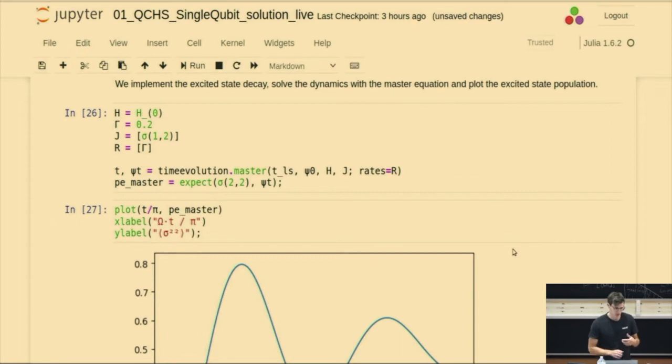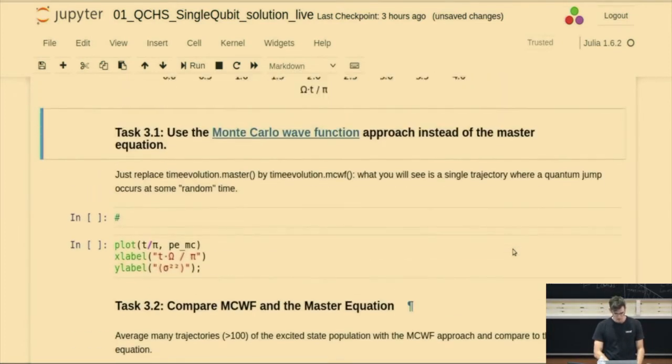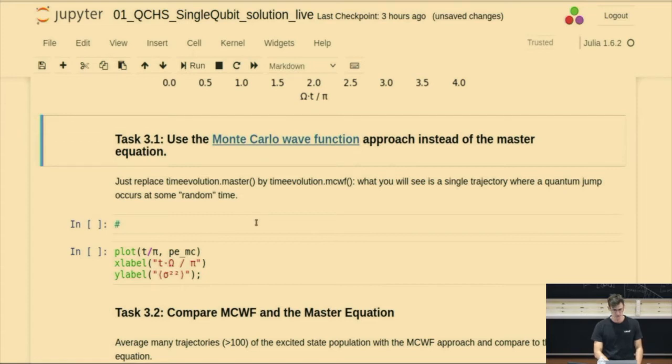The point I want to show with this is, if you have a Hamiltonian already implemented and you just want to describe also the interaction with the environment, and you know how it is described with the jump operators, it's super easy. You just need to change Schrödinger to master, implement the jumps and the rates, and then you're already done. Good. Then the next task, a quite easy task: replace master by Monte Carlo wave function and look at what's happening.